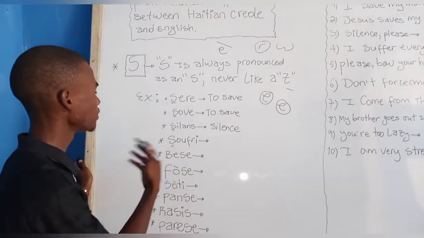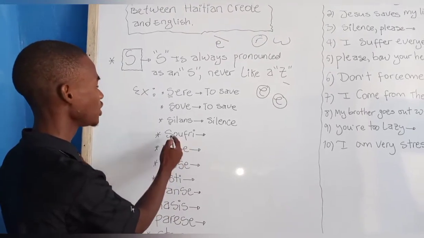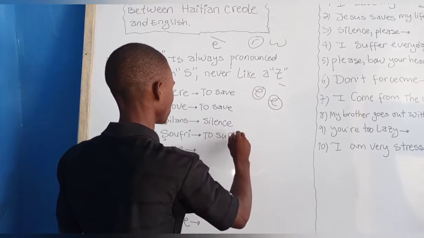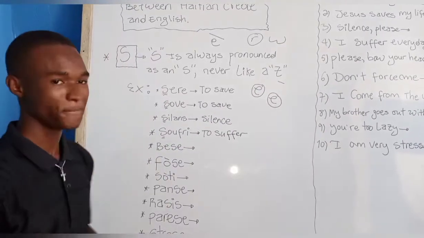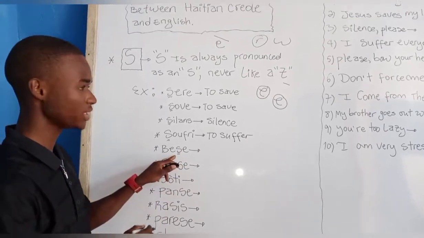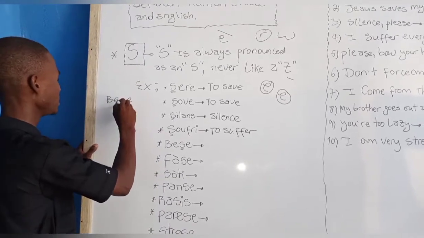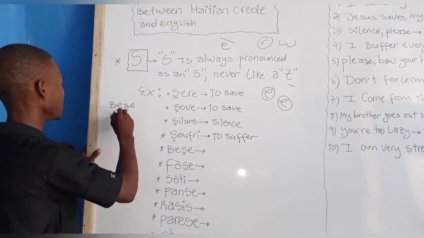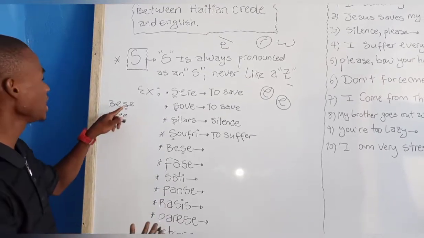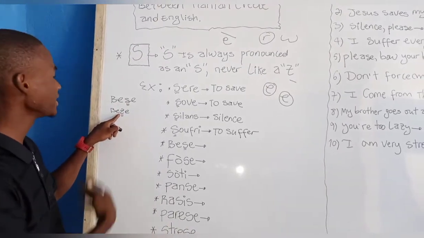Next word is souffrir. Not souffrir because this is an R. Okay, souffrir, which means to suffer. Next word is baiser. We can't say baiser. Okay, we can't say busy. It's two words. Let's see. We have this word here, which is baiser, and here we have busy. This is a Z in American English, and this is an S.